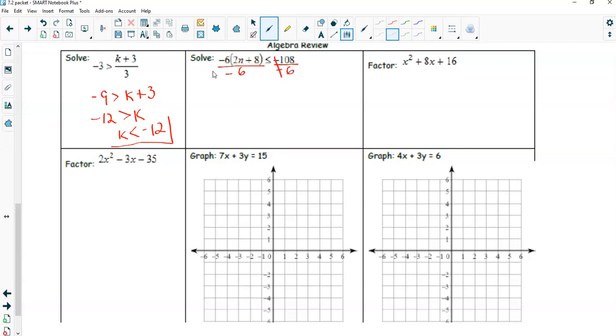Notice the negatives cancel. This negative 6 cancels that negative 6. It leaves me with 2n plus 8. Since I am dividing by a negative number, remember, you must flip this sign. So it's greater than or equal to, and then you take 108 and divide that by 6.